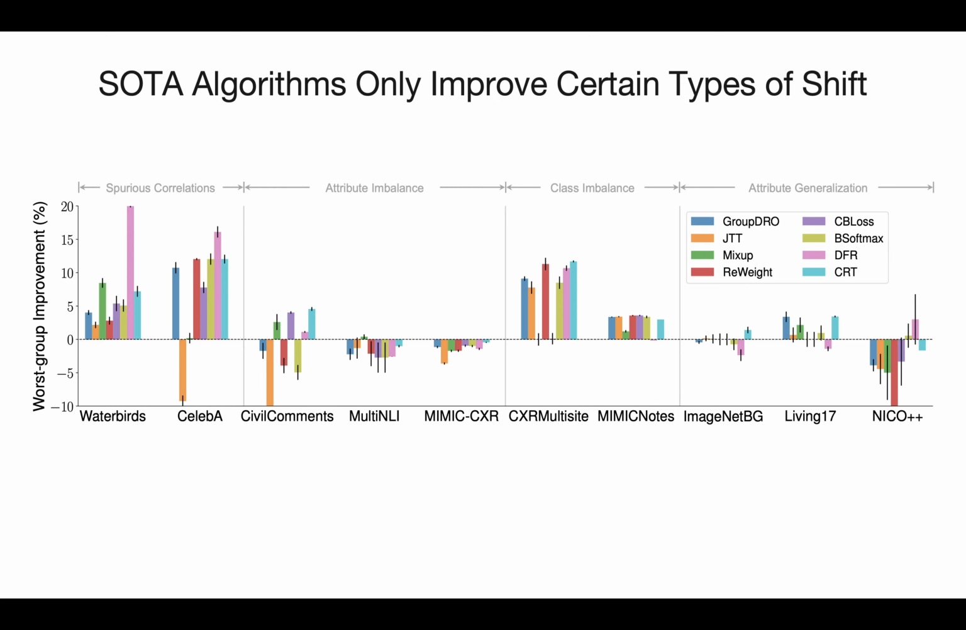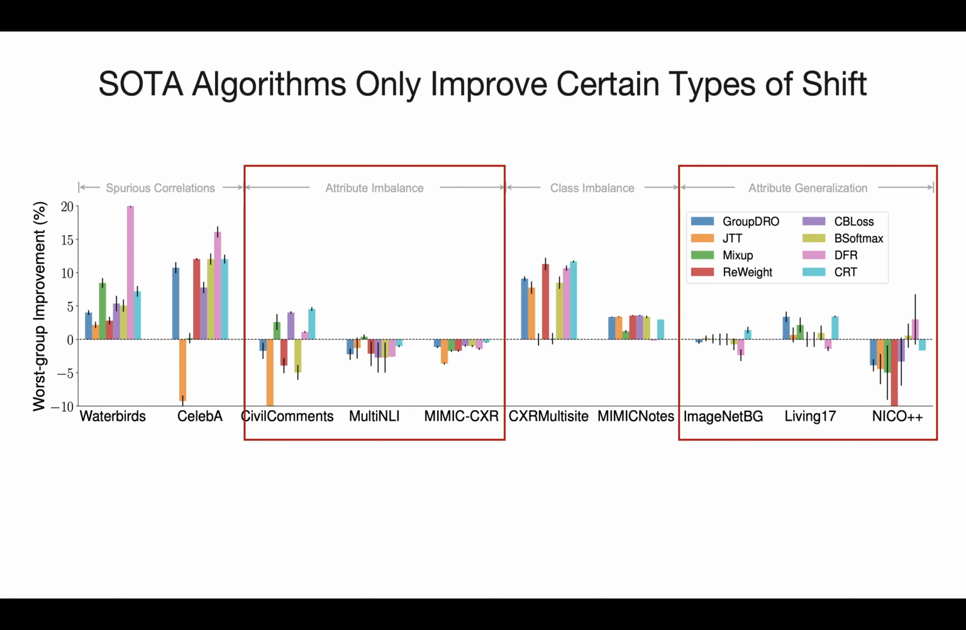First, we observe that SOTA algorithms only improve subgroup robustness on certain types of shift, but not others. We plot here the worst group accuracy improvement over ERM for various state-of-the-art algorithms. For spurious correlations and class imbalance, existing algorithms can provide consistent worst group gains over ERM, indicating that progress has been made for tackling these two specific shifts. Interestingly, however, when it comes to attribute imbalance, little improvement is observed across datasets.